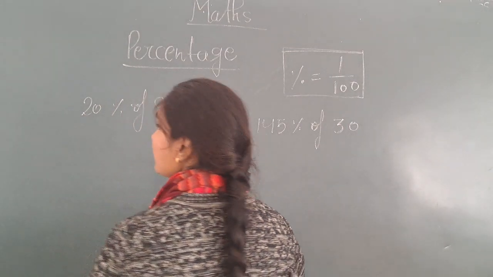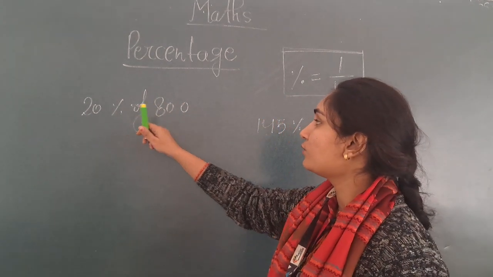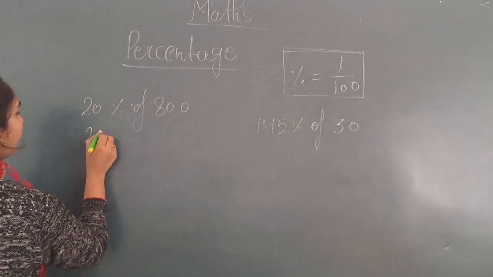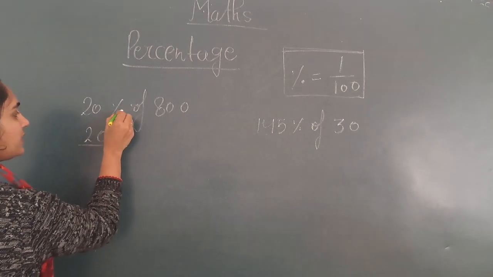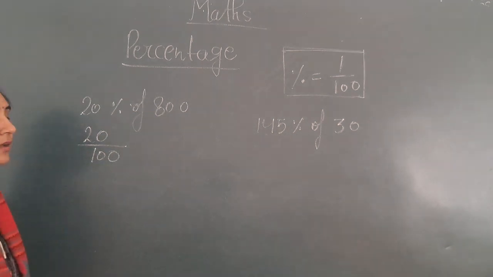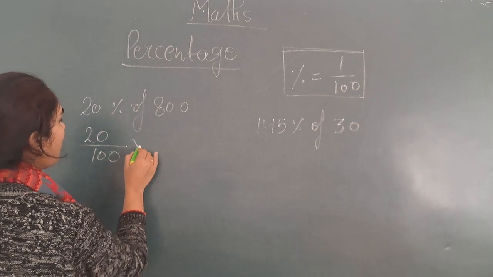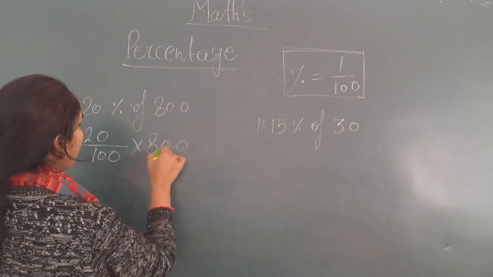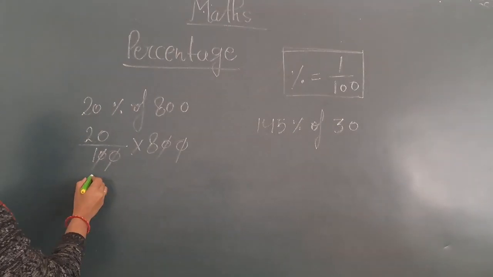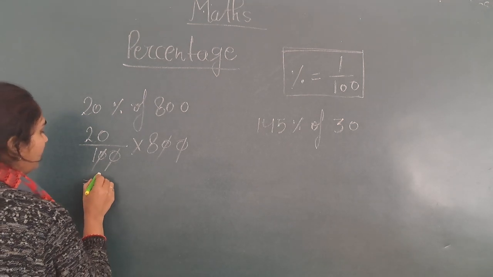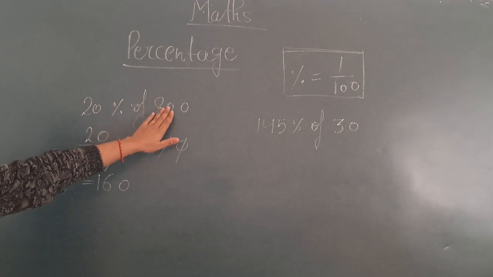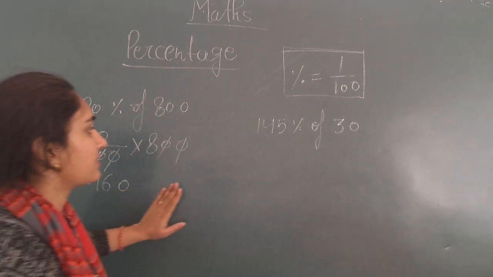Now the next example: if we find 20% of 800, what will we do? For the percentage sign, we place the denominator 100, and multiply by 800. Now we will cut the zeros. Now the answer will be 160. So we can say 20% of 800 is 160.